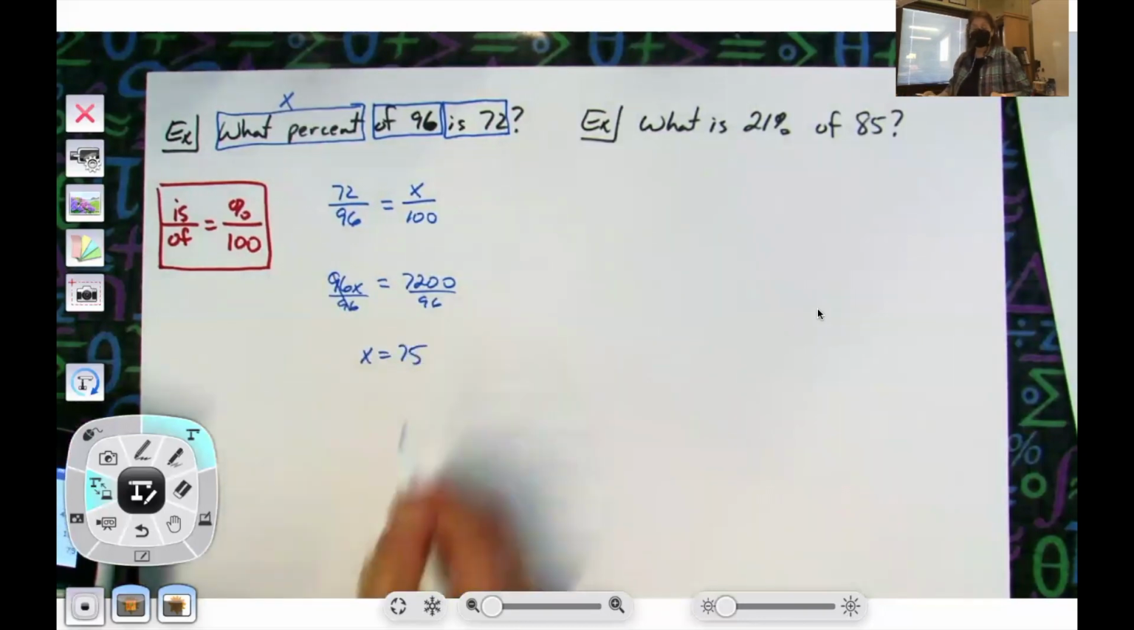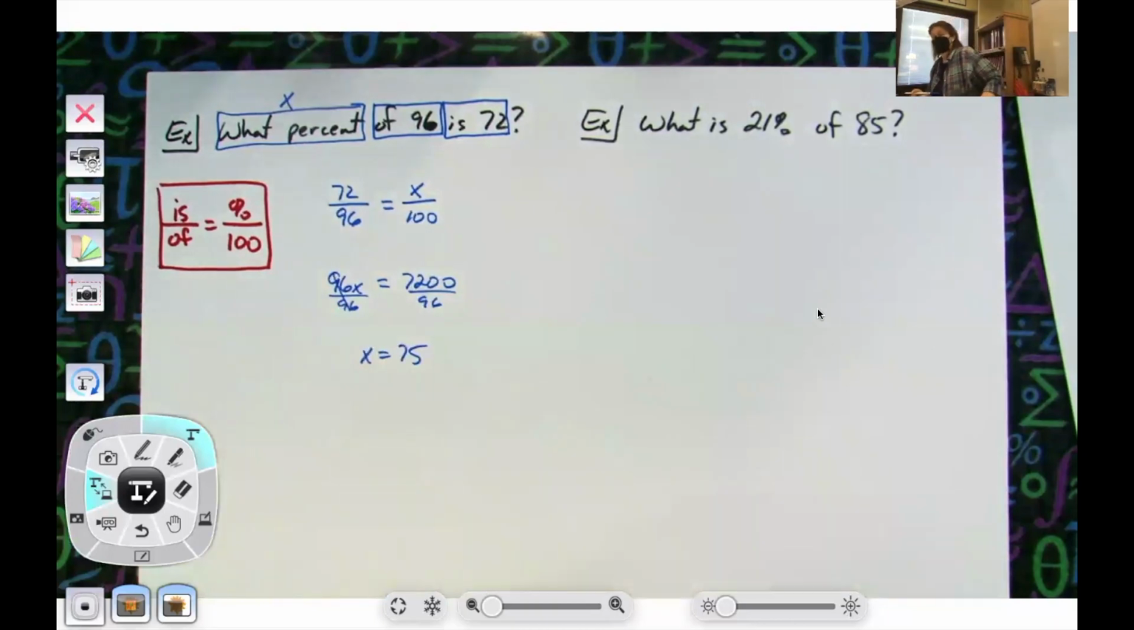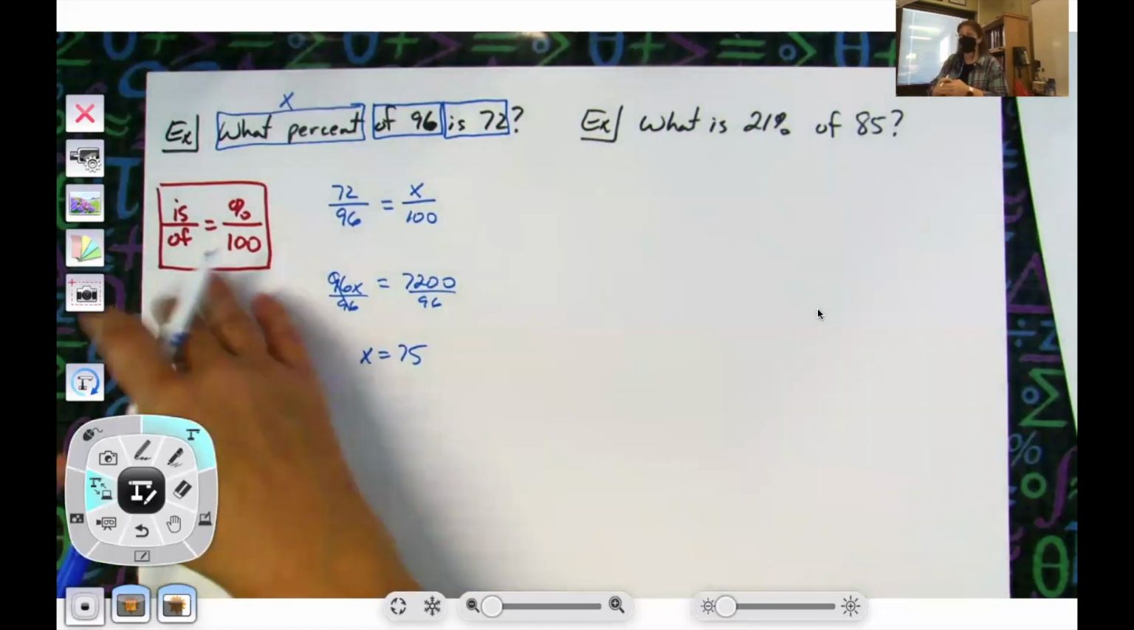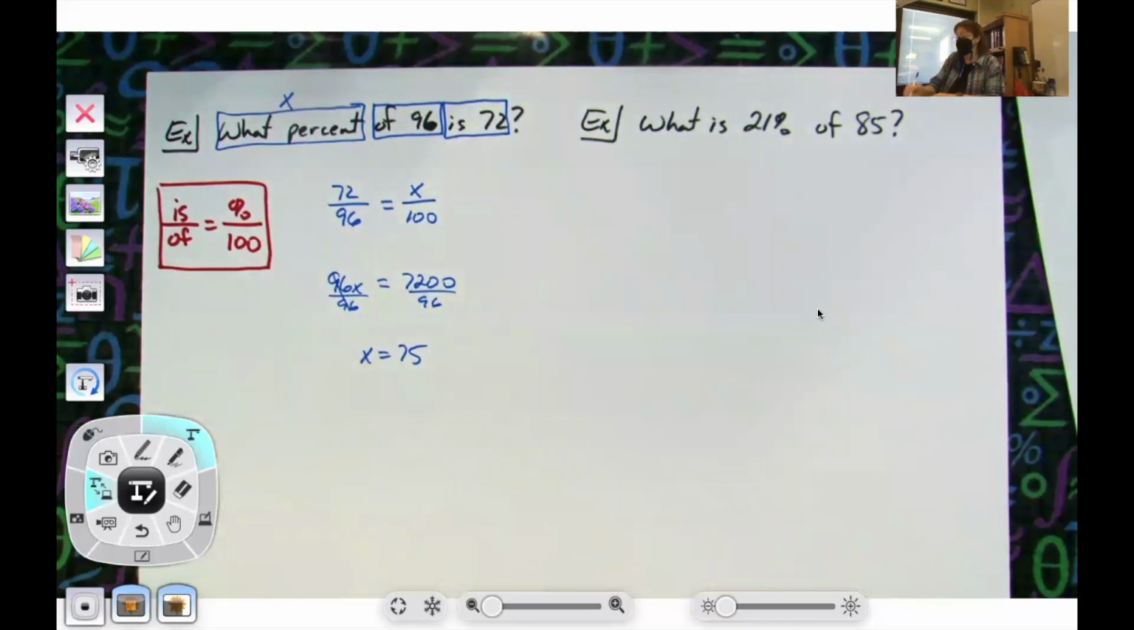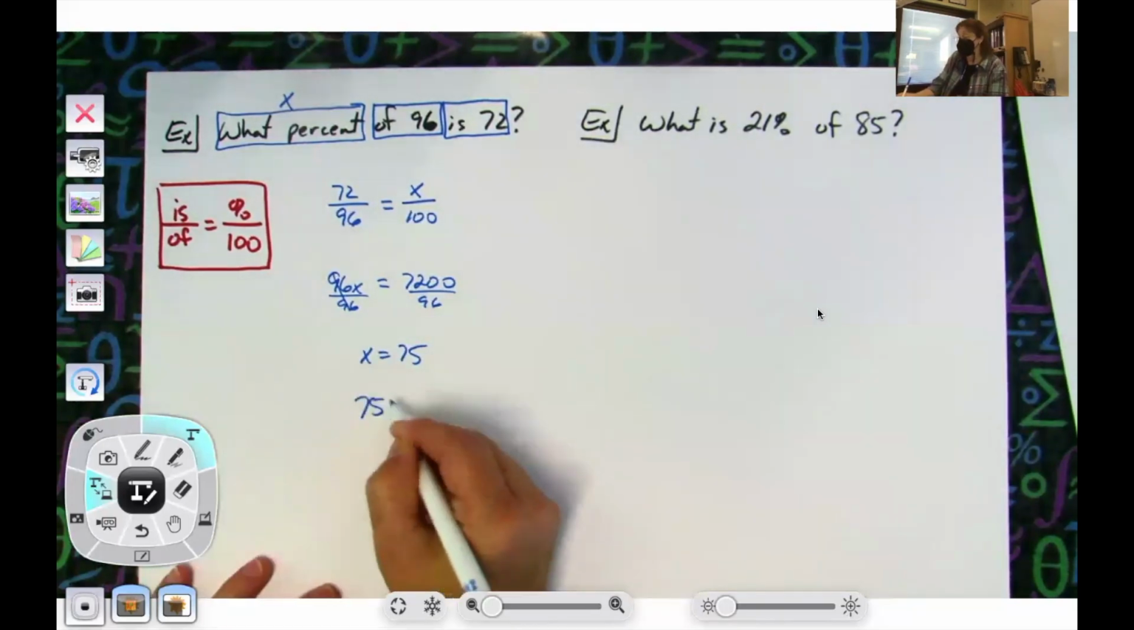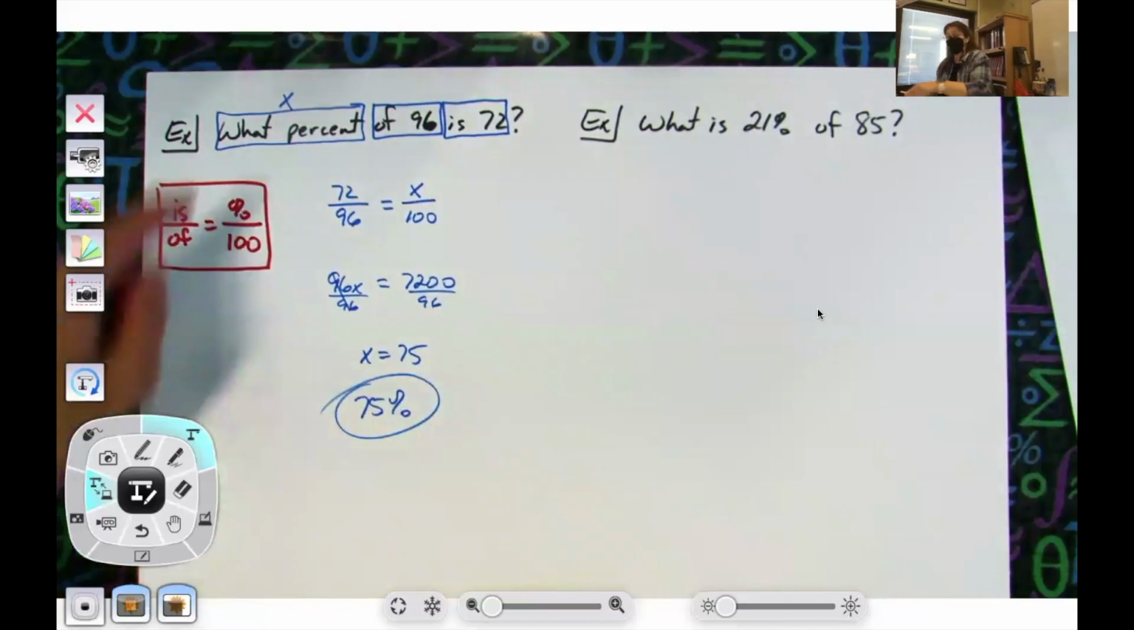So I got 75 when I did that on a calculator. Is 75 my answer? Got to put a percent sign. I don't need to move the decimal or do anything at all. When you use this proportion, you don't have to mess with the decimals at all. So for the final answer, all I have to do is add the percent sign because it asks for a percent.